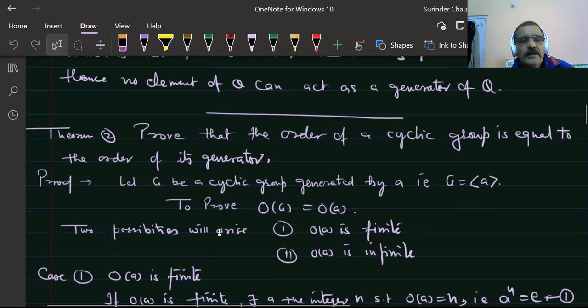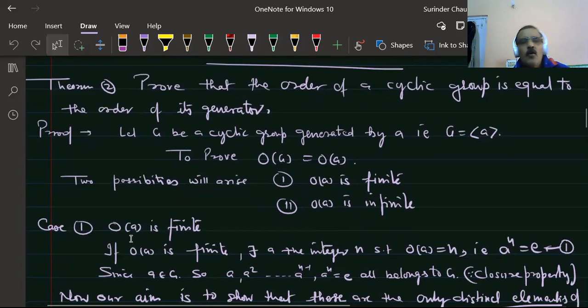Two possibilities arise. G can be a finite set, or G can be an infinite set. If G is infinite, the order of A will be infinite, and if G is finite, the order of A will be finite, which generates G. So the first possibility is: let the order of A be finite, which means G is a finite set.